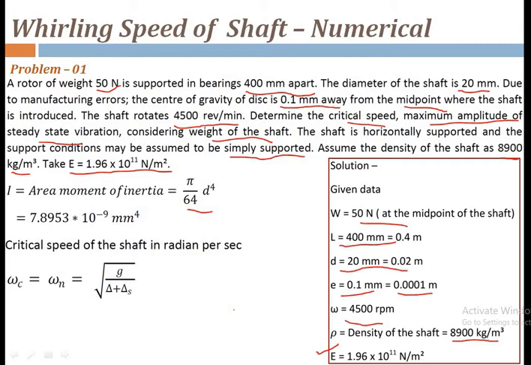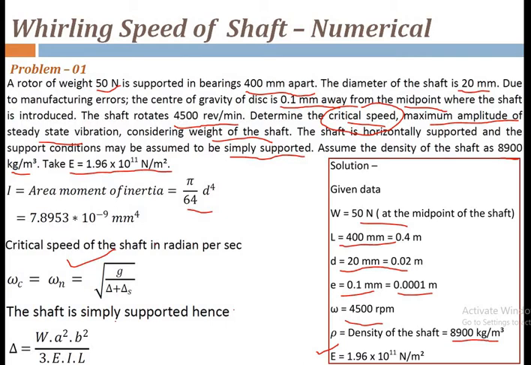The first question is critical speed. Critical speed of the shaft can be calculated by this equation, root g by delta plus delta s, where delta and delta s are unknown. The shaft is simple supported and point load at the center.